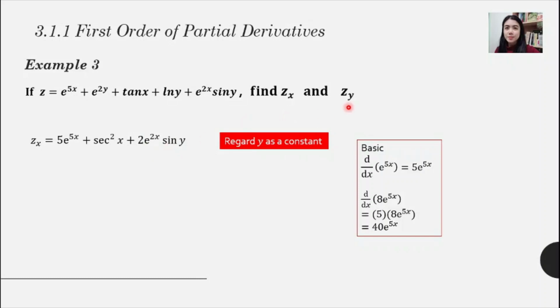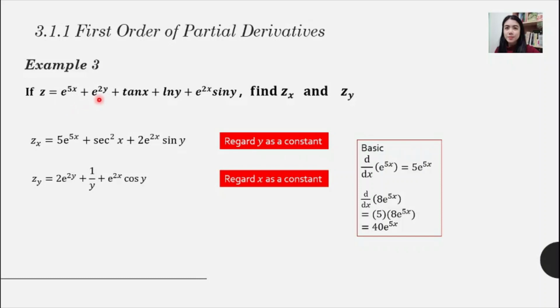Now we go for zy. zy means that you will differentiate with respect to y, so you just focus on y. You're going to treat x as a constant. So let's go to the original equation one by one. This one, do we have the y here? We do not have the y, so basically this is a constant. Differentiate a constant, you have 0.